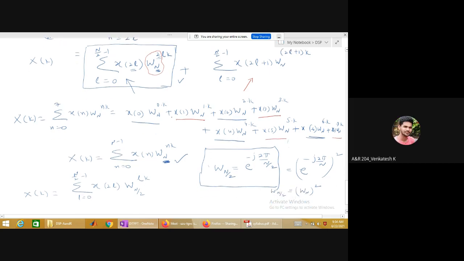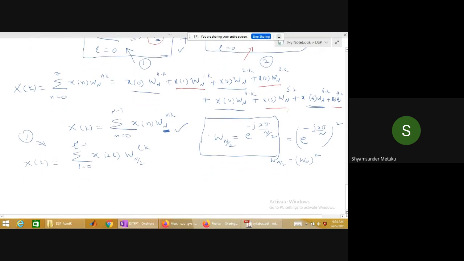So assuming this box is 1, this box is 2. So we are only evaluating the box 1. Box 2 later we will evaluate.